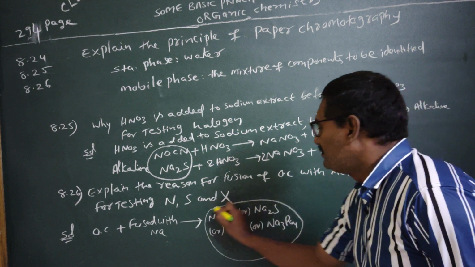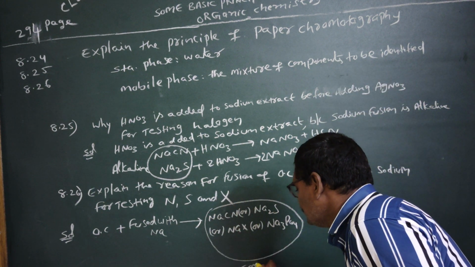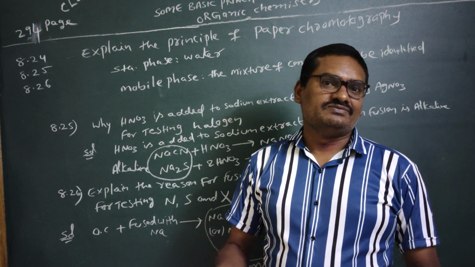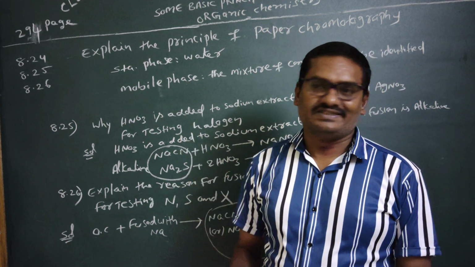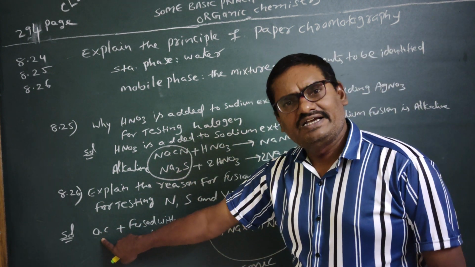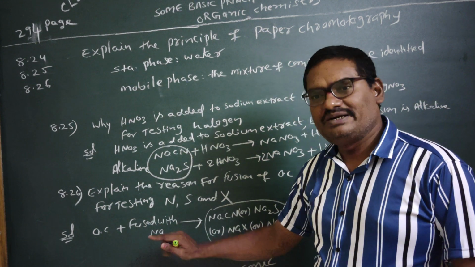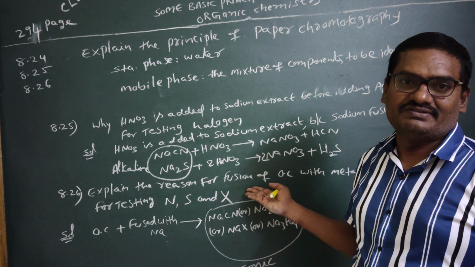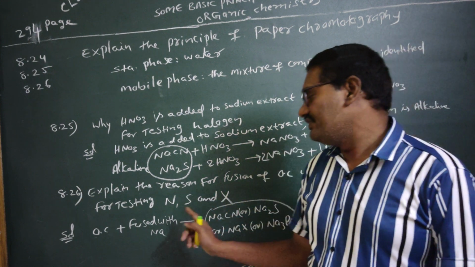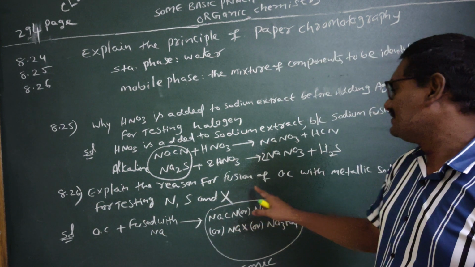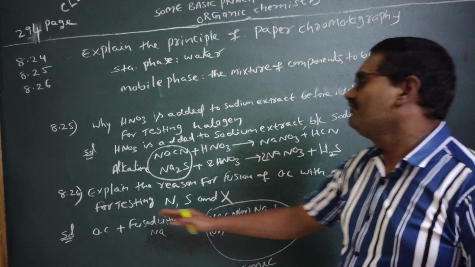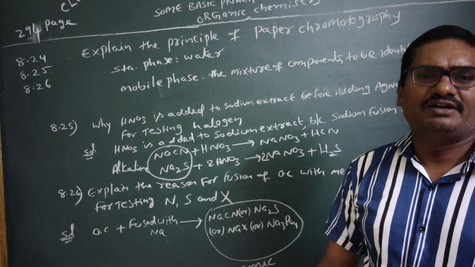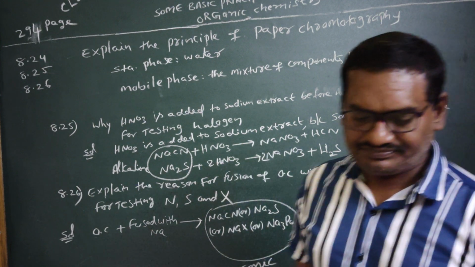These compounds are all ionic, which are more reactive, so they can be identified in testing. So all organic compounds, by adding sodium, are converted into ionic compounds which are more reactive. That's why sodium fusion is done. So the reason for fusion with metallic sodium for testing nitrogen, sulfur and halogen X is that they are converted into ionic compounds, which are more reactive. Thank you.